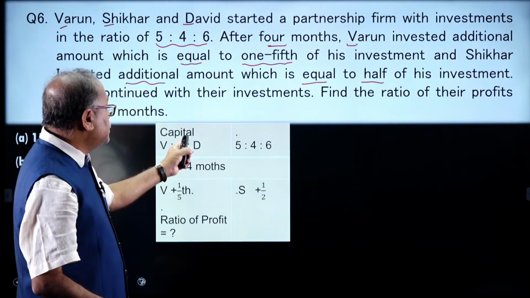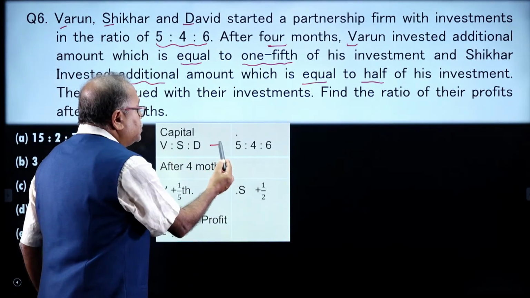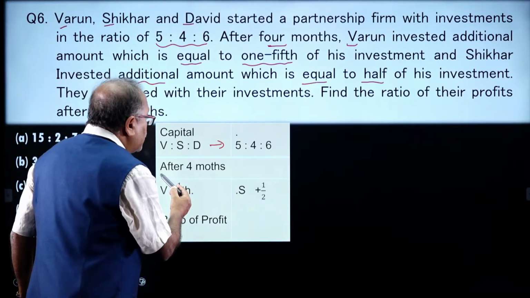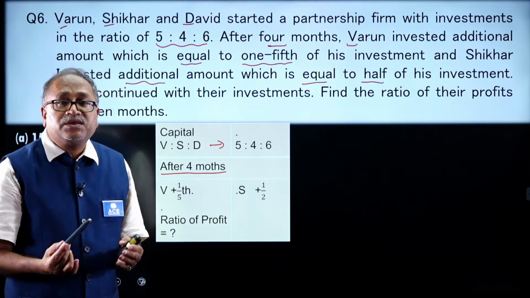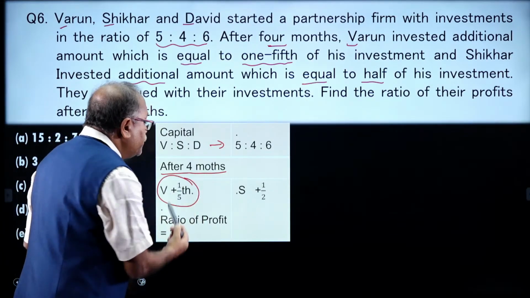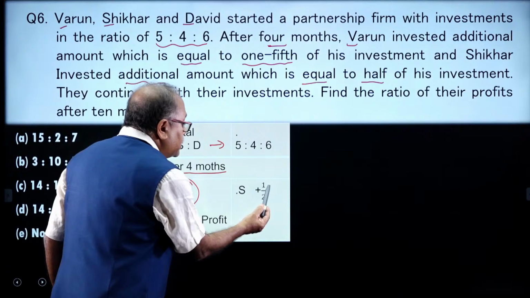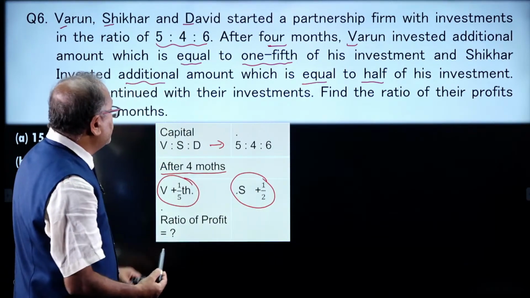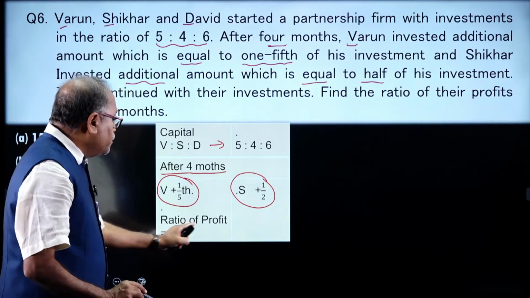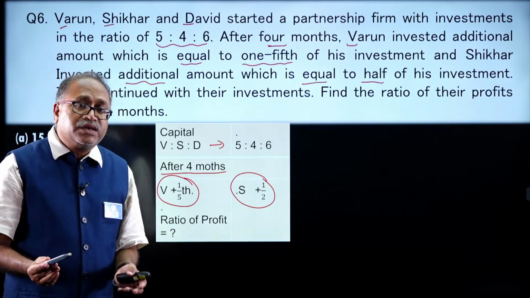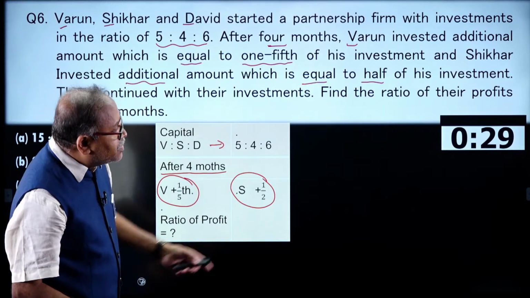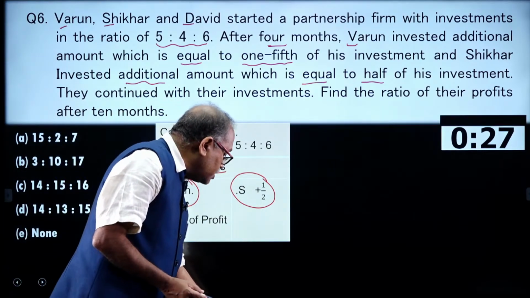That means the information we have is that the ratio of capital is given to us, this one, and it is said that after 4 months there is some change in the capital. And what is that change? V has added 1/5 of his capital, S has added half of his capital, D has no changes in his capital. Now finally find out the profit or loss ratio. My dear friends, you can answer this question. I am giving 30 seconds for you to respond.